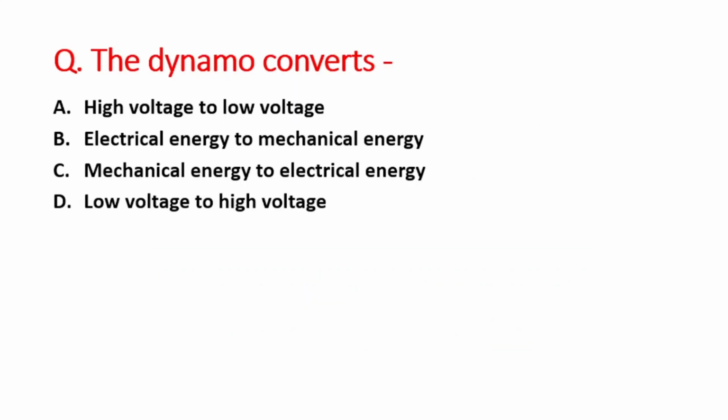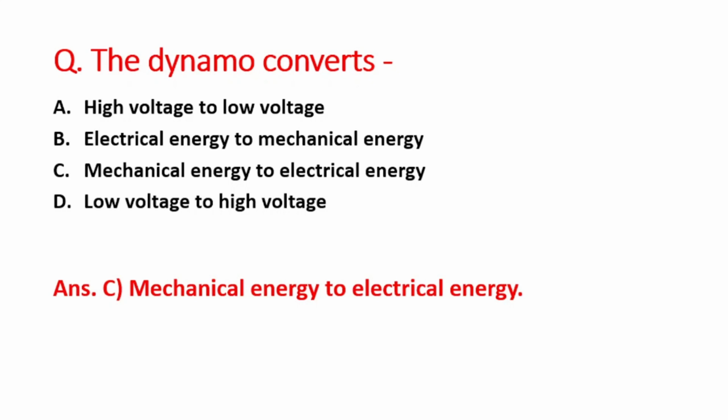So let us start our session with the first question. Your question is: the dynamo converts. A option is high voltage to low voltage. B option is electric energy to mechanical energy. C option is mechanical energy to electrical energy, and D option is low voltage to high voltage. So the right answer is option C, that is, dynamo converts mechanical energy to electrical energy.